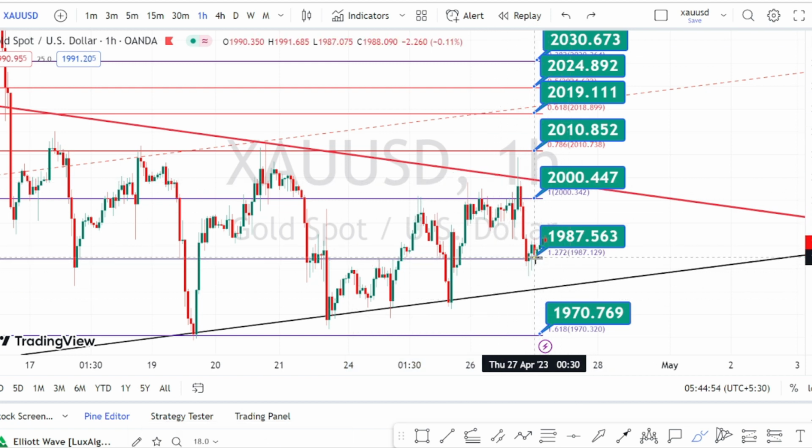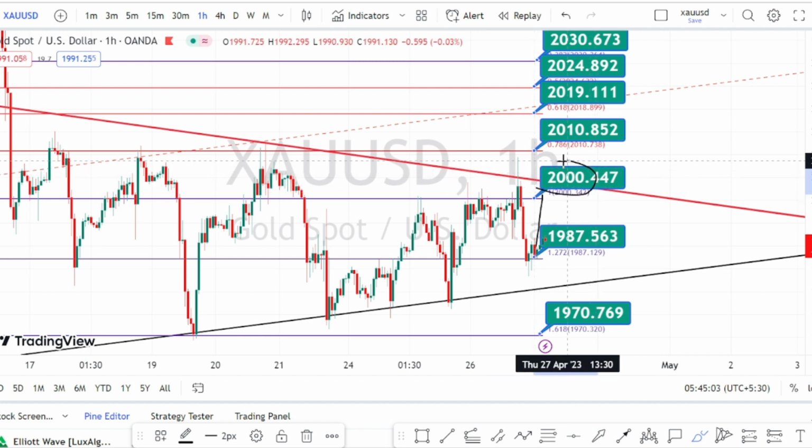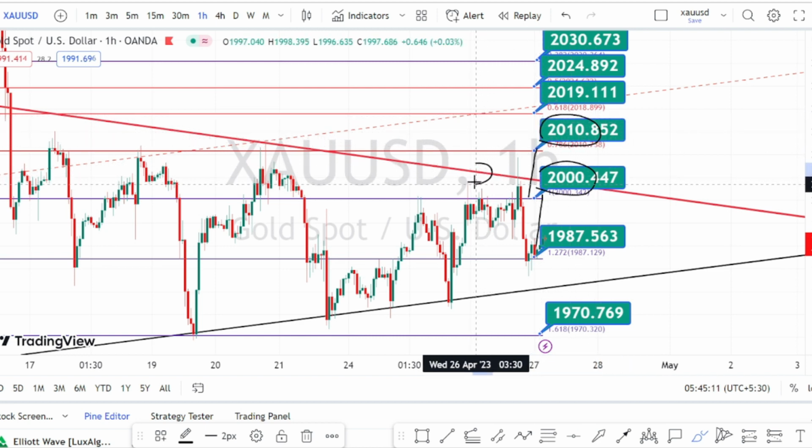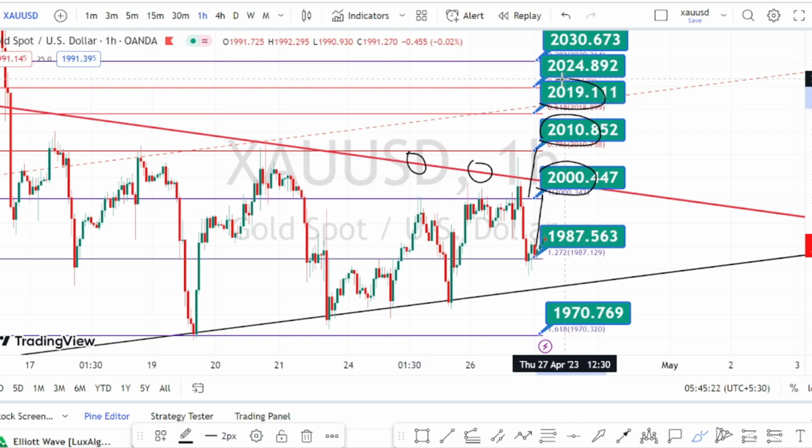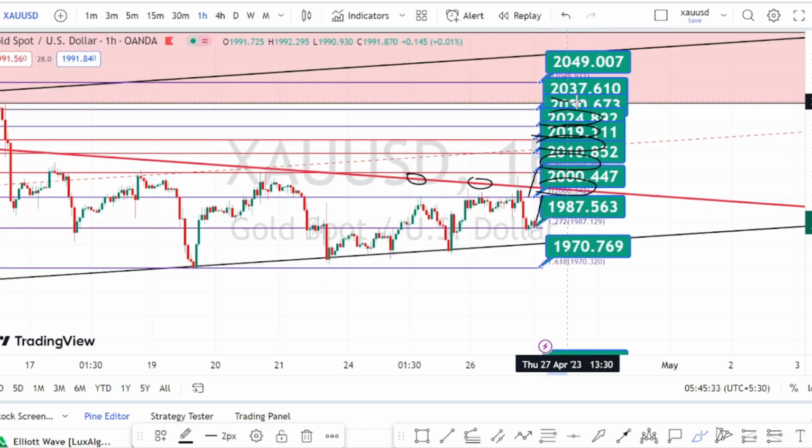And on the bullish side, if the price action breaks the previous high of 2000 and continues its bullish side retracement, the next level of resistance is going to be around 2010, and also it will be breaking the resistance line from the 4 hours time frame on the bullish side, and next level of resistance is going to be around 2019, 2024, 2030, 2037 and 2050.